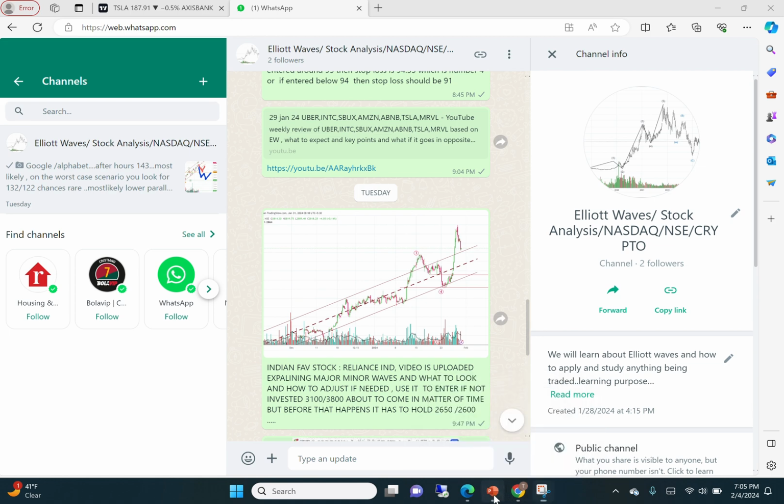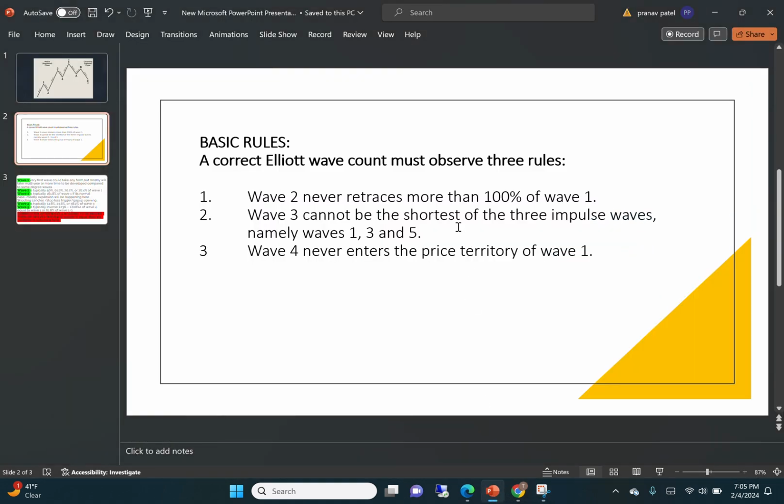So there is a lot of guidance over there on what to look for, but I have a different view on it, and we will see what we encounter in real life scenarios.